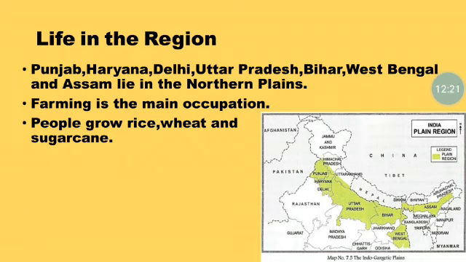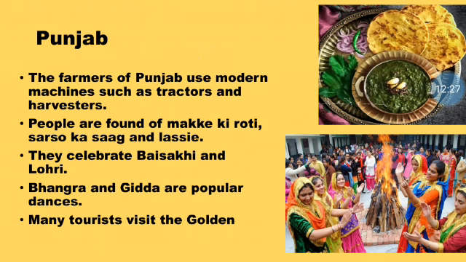Now we will look into each state. How is their life in the region? Children, moving on to the first one, we have Punjab. The farmers of Punjab use modern machines such as tractors and harvesters. As I told you, agriculture is their main occupation. In Punjab, they have modern machineries like tractors. The tractors are used for plowing the field.